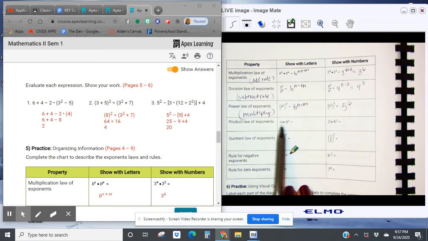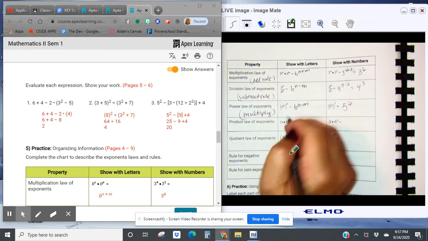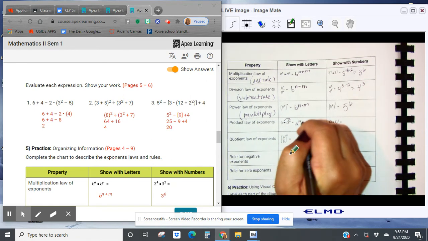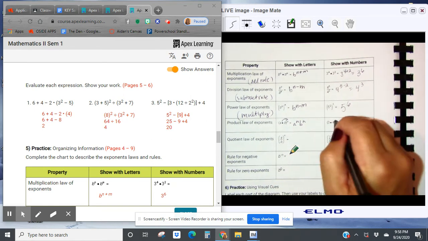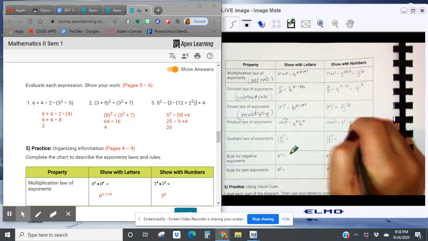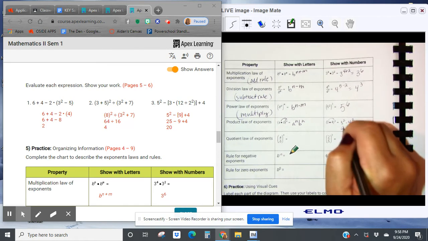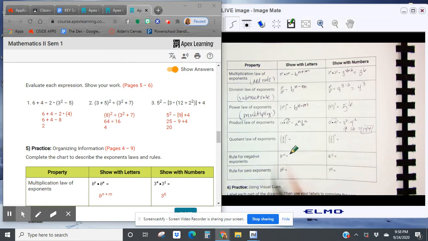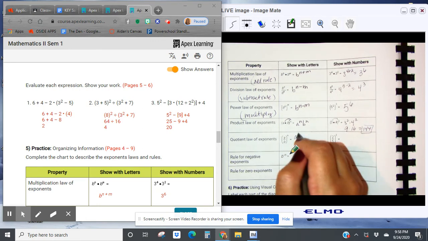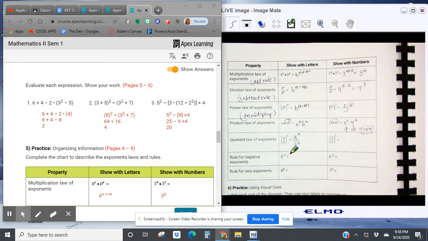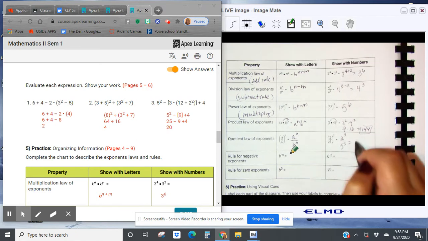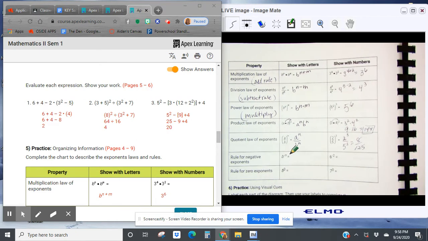Product law, when these two things in here are multiplying, this little exponent outside goes to everything inside. So it becomes a to the n, b to the n. So this becomes 3 squared and 4 squared, which is really 9 times 16, and you can simplify it further if you want. Quotient law says this little exponent outside showers down to every single level, so it becomes a to the n, b to the n. So here this would become 2 to the third over 5 to the third, or 8 over 125.